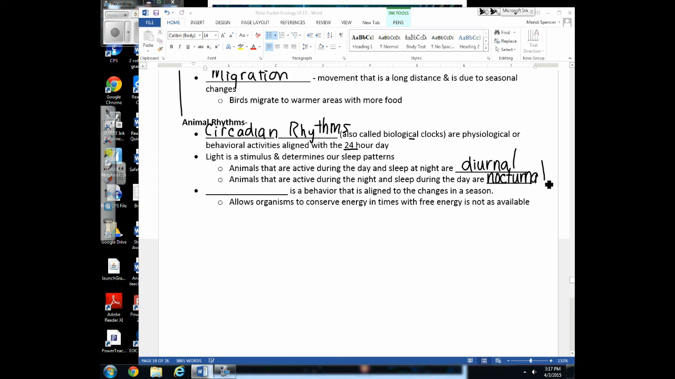Now, hibernation is a little bit different. That is a behavior that's aligned to the changes in the season, not really the 24-hour day. But again, like migration, it gives organisms the chance to get the most free energy available. So they're conserving energy when there's not a lot of free energy, but when free energy is available, they're more active.